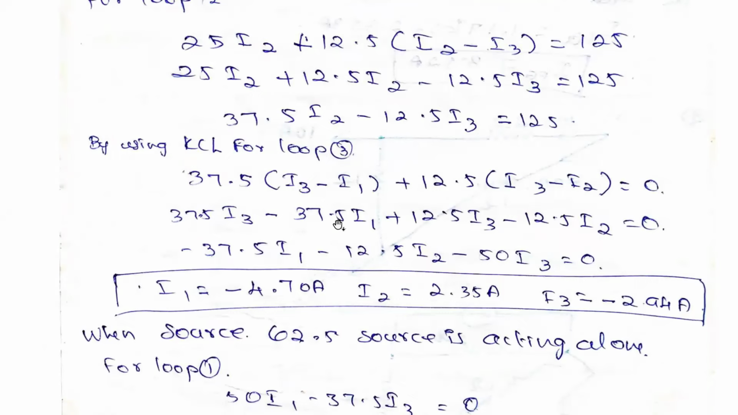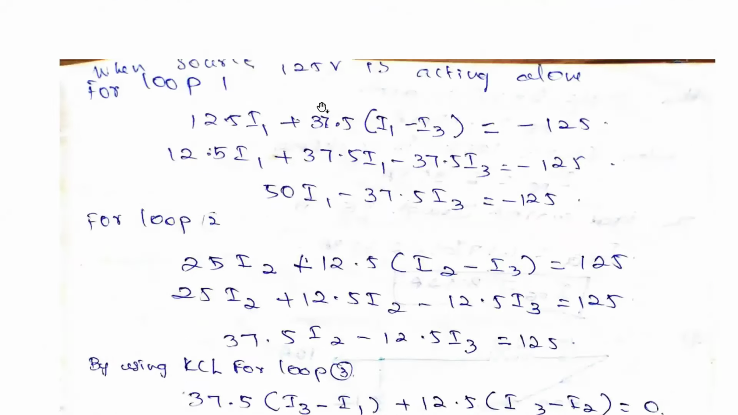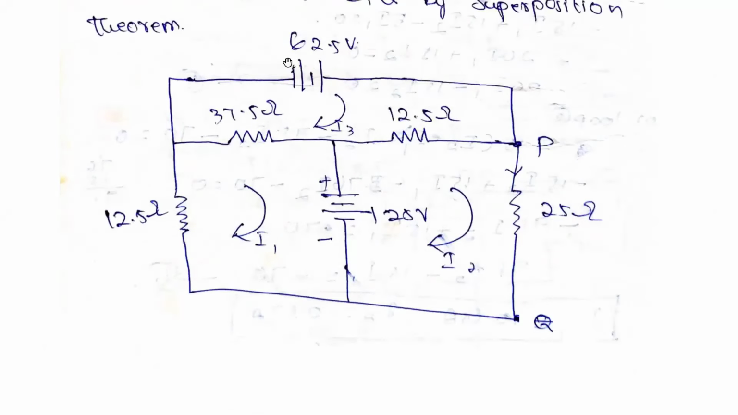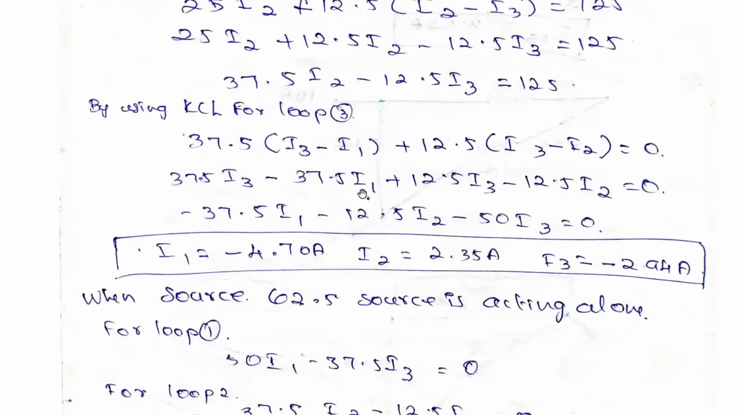First, we are considering only the 125 volt source acting. So here we consider only this voltage source acting, and this other voltage source we need to short circuit. The rule is to short circuit the voltage source. So we are not considering the 62.5. Now we are finding the loop currents.